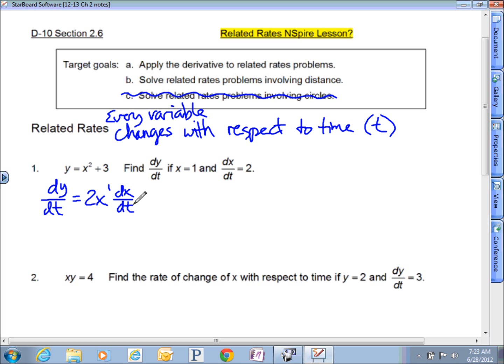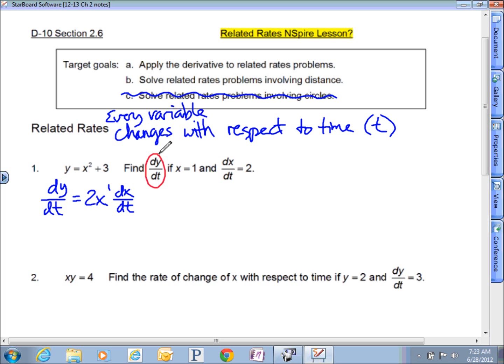So, okay, now I've got this equation. I found it by taking the derivative of the entire equation with respect to t, not with respect to y or x like we have been. Well, now what do we know? We come over here and we look at our given information. We're supposed to find dy over dt. That's good because there it is in my equation.